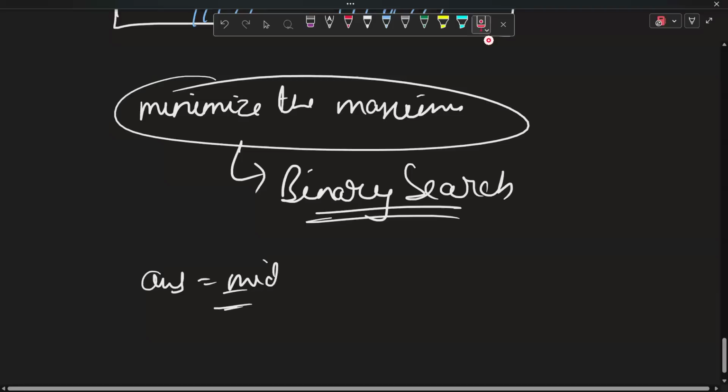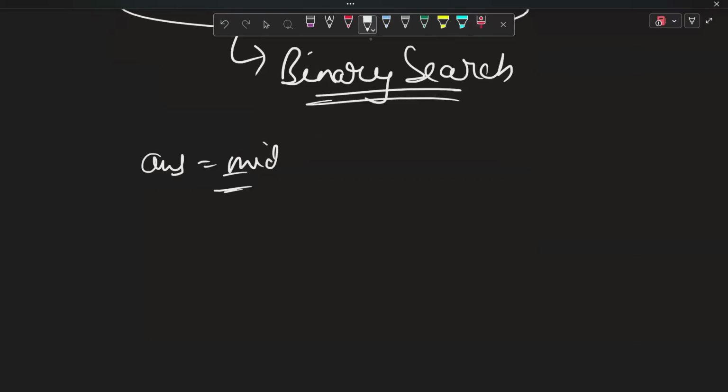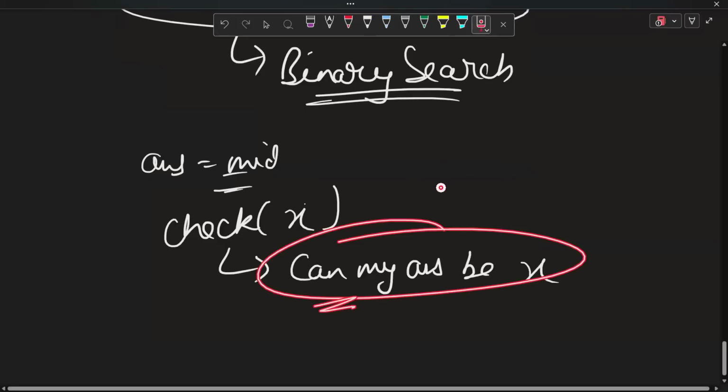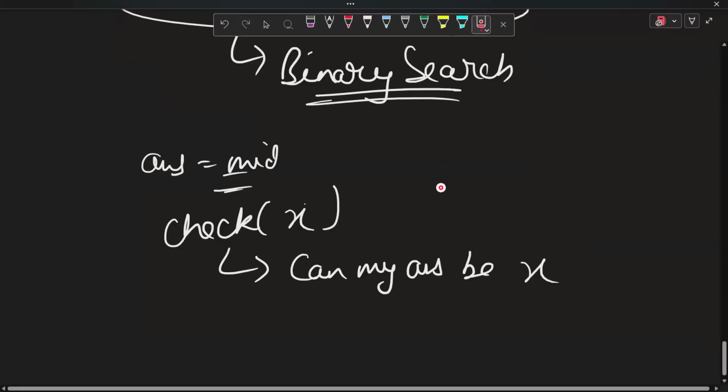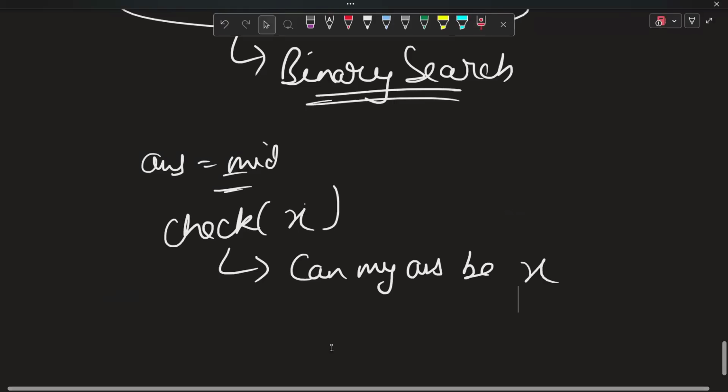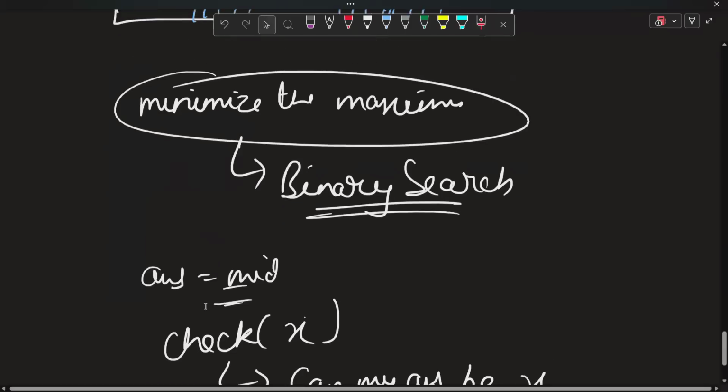So now your only task is to create that check function. Check mid would check: can my answer be mid? Or let's say, check X. You need to create this function which checks, can my answer be X, and then apply binary search using this check function. You will get your final minimum answer. Now, how do you create this check function? Can my answer be X?